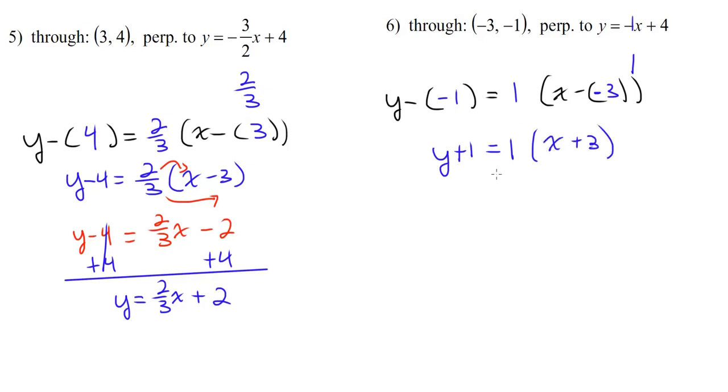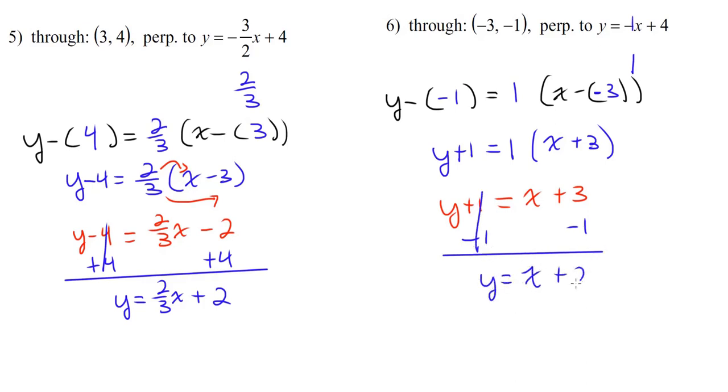And now we're going to put this into slope-intercept form. On the right, we're going to distribute. 1 times x is x, and 1 times 3 is 3. And we bring down the y plus 1. And then all we need to do is get rid of this 1, so we're going to subtract 1 from both sides. And we end up with y equals x plus 2. So that's our answer: y equals x plus 2.